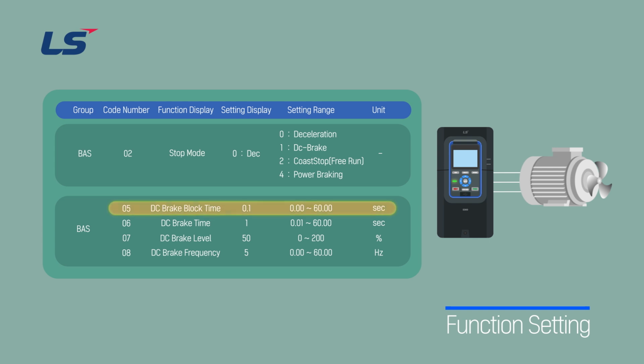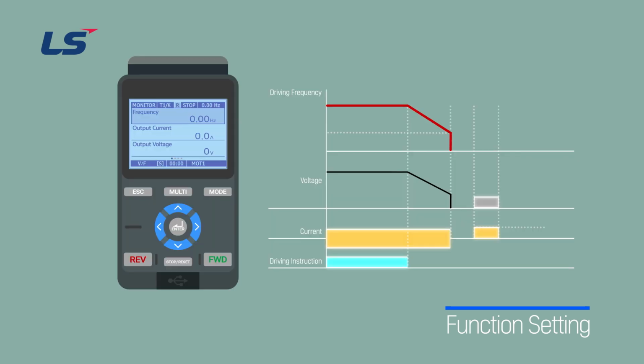BAS Group 5 DC brake block time is the time set to block the AC drive output before starting DC braking. BAS Group 6 DC brake time is the time set to apply direct current voltage to the motor. BAS Group 7 DC brake level allows you to adjust the amount of DC braking based on the motor's rated current. Using the smart operator, let's learn the setting method for DC brake stopping.